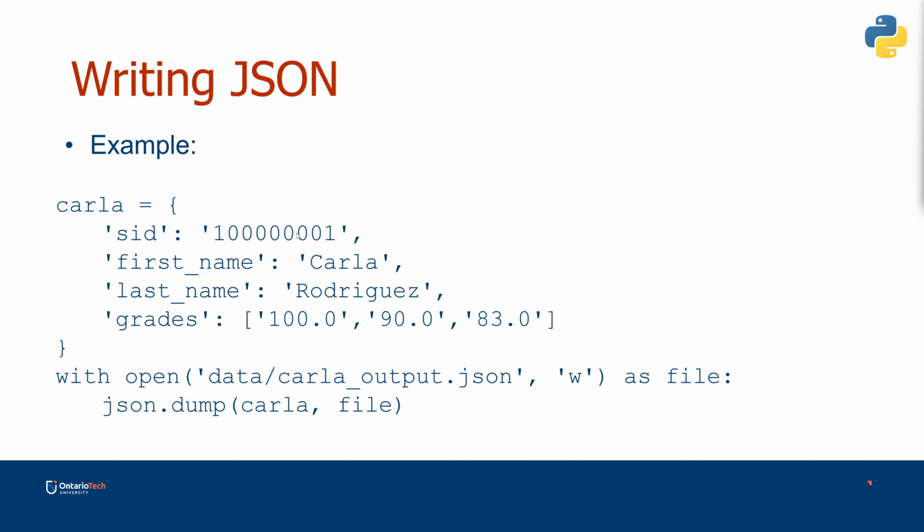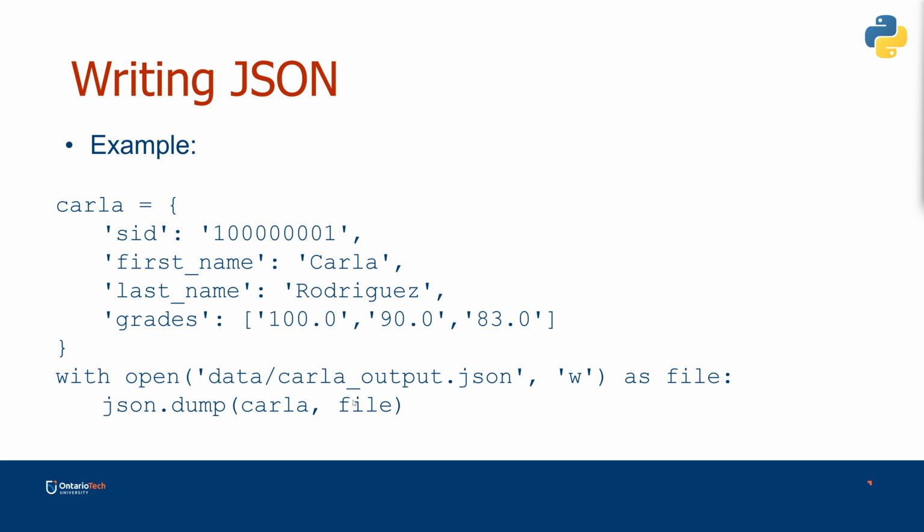Excuse me, but they don't have to be. You can make them other types. This could be grades, which is literally a list of floating point numbers. That would be okay. Anyway, we open the file for writing, and then we just say json.dump. We pass it the thing that we want to export, and then the file handle. So this requires two arguments being passed.